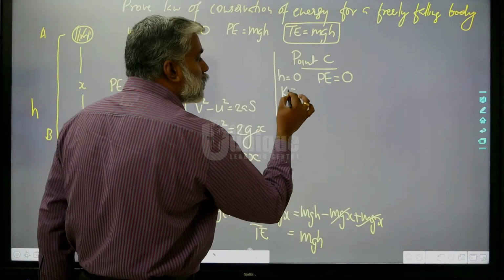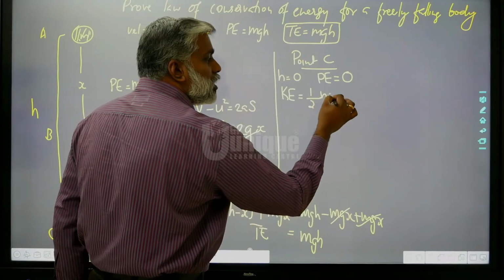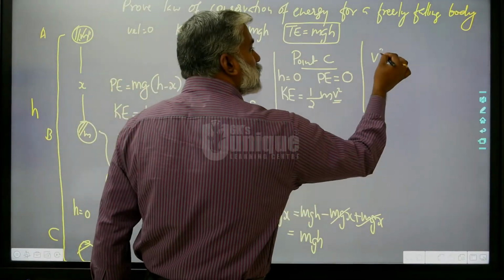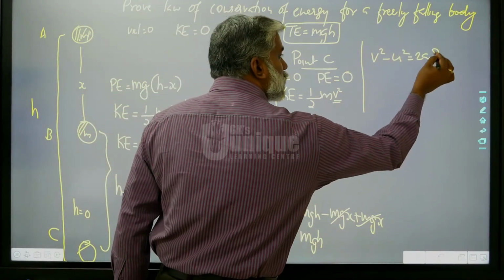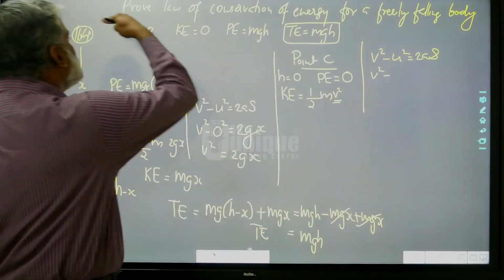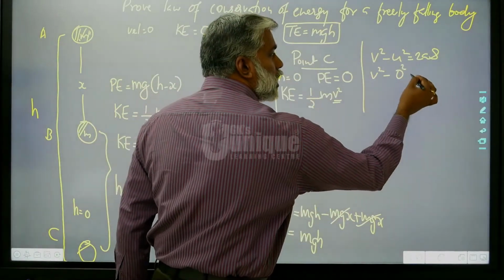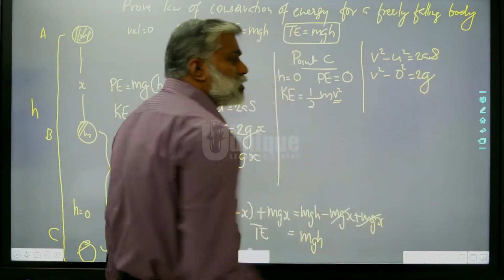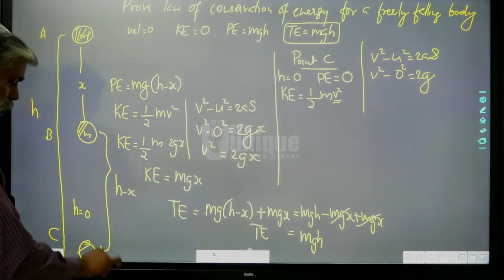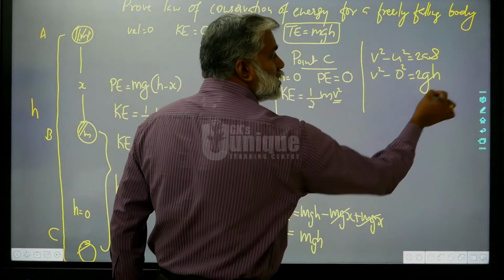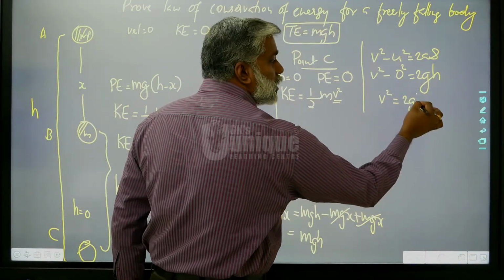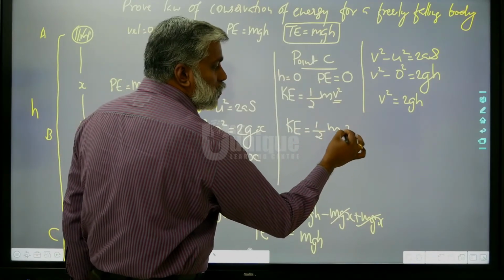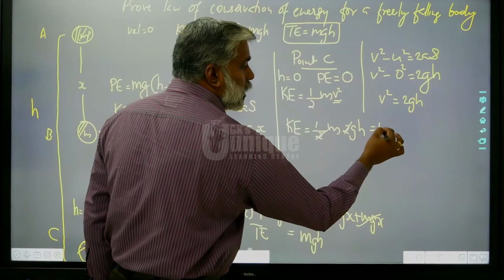So your body will have kinetic energy. What is it? Half mv square. I don't know what is v square. So I have to find it out. So v square minus u square is equal to 2as. Then v square minus what is the initial velocity of your body? 0 square equal to 2. Your body is falling down. So acceleration due to gravity. How much distance it has covered now? From this point to this point, the distance covered is h. So v square equal to 2gh. Now put it here. Kinetic energy is equal to half m into 2gh. So 2 cancel. I am getting mgh.